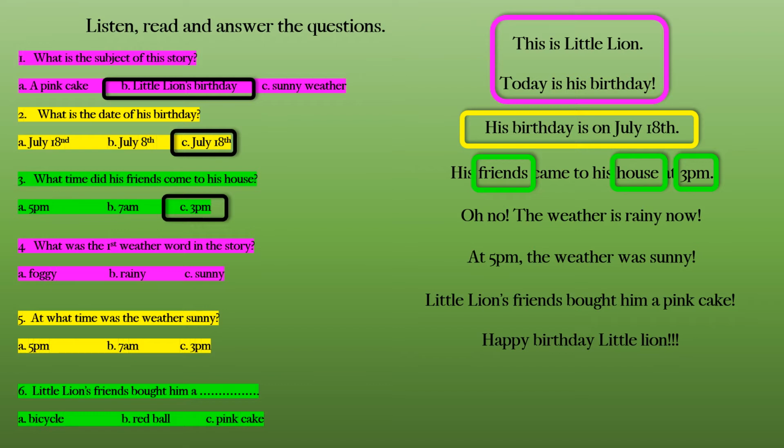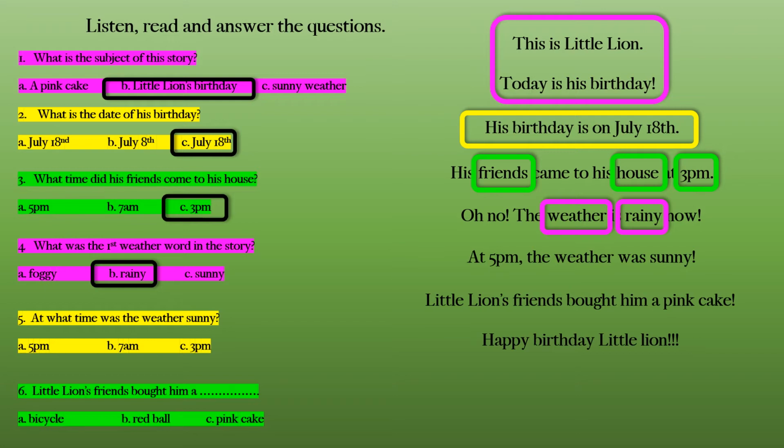Number 4, what was the first weather word in the story? The first weather word. Well, let's look at the story. Here we can see weather. This word is in the question. And we can see that it is the first time we are talking about weather in the story. So it must be this word, rainy. So the answer is B, rainy.